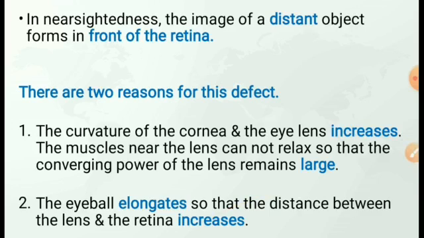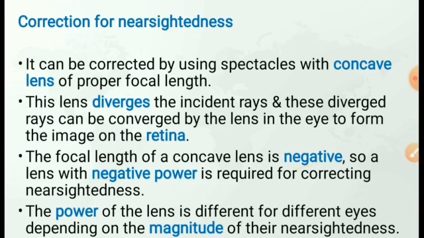First, the curvature of the cornea and the eye lens increases. The muscles near the lens cannot relax so that the converging power of the lens remains large. Second, the eyeball elongates so that the distance between the lens and the retina increases.